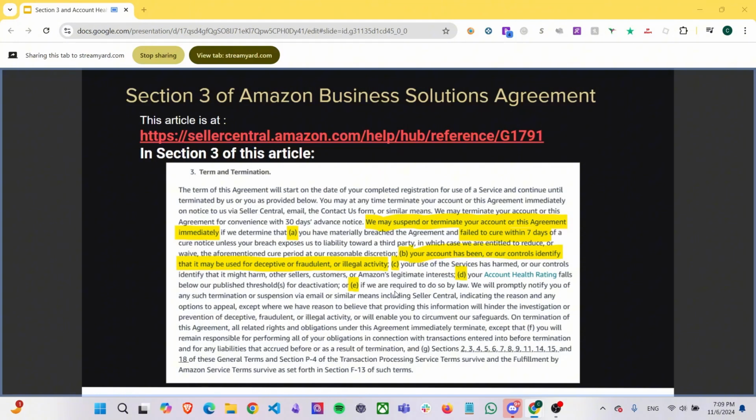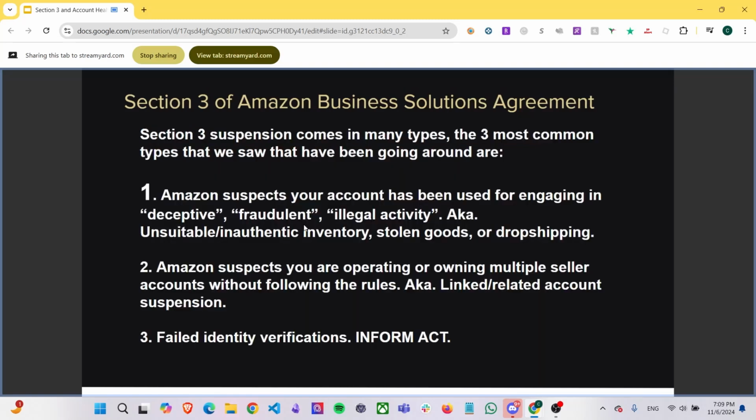This part is really important because it tells you why you're receiving the notice. This is terms and termination. If Amazon identifies you in one of these activities in the yellow highlights, you may be suspended or under review. Section 3 is not just one type of suspension. There can be many different things, and many different factors that could cause it.